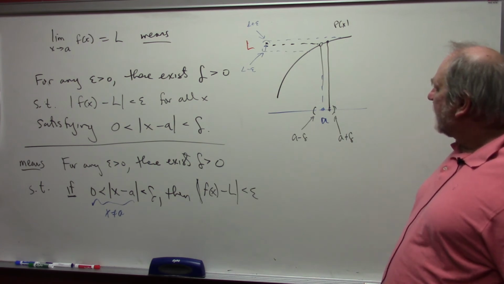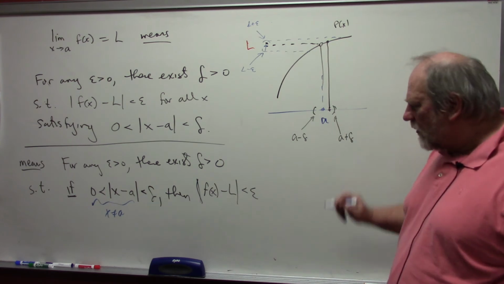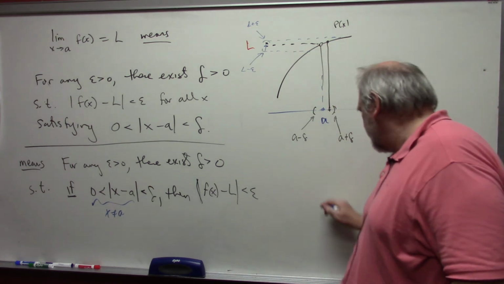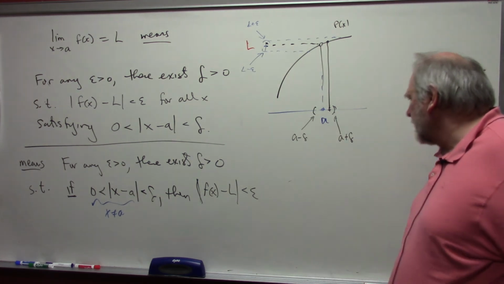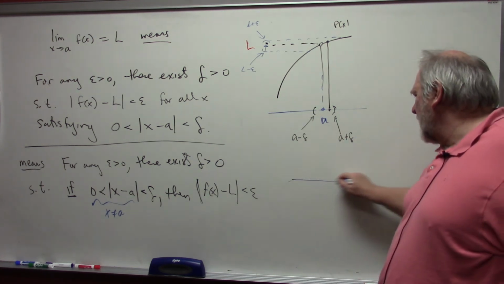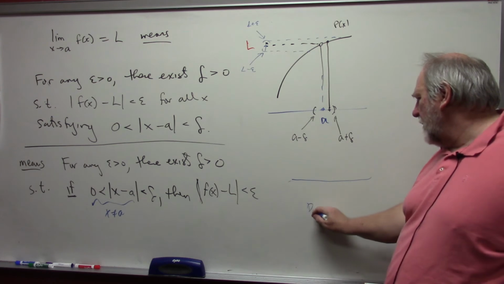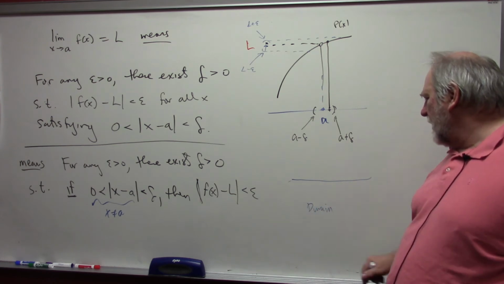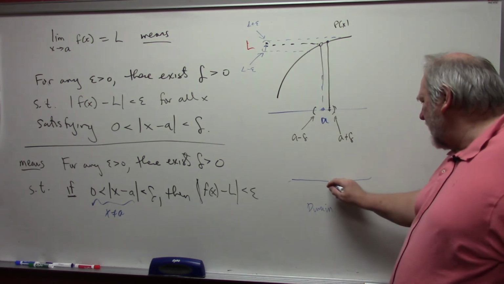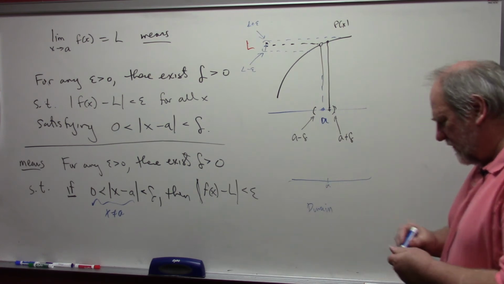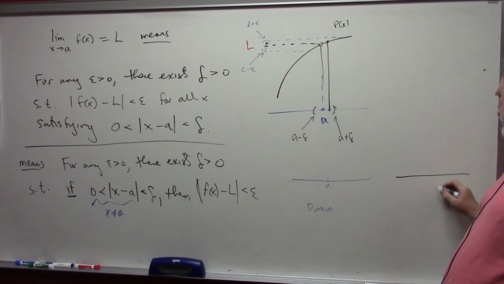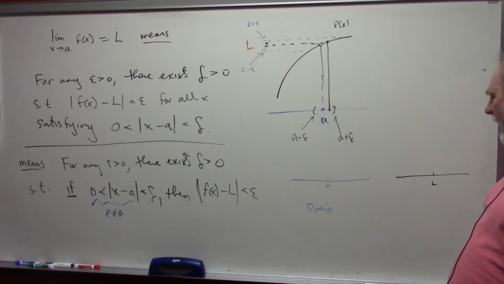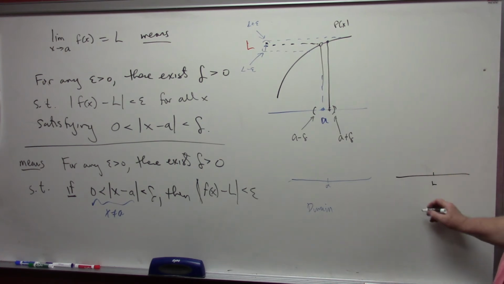But this is kind of what's going on. Another way of looking at this, let's break up the two dimensions. Let's think of this as my domain, and we have my value a here. And we'll think of this as my codomain, my y's, and I have my value L here.